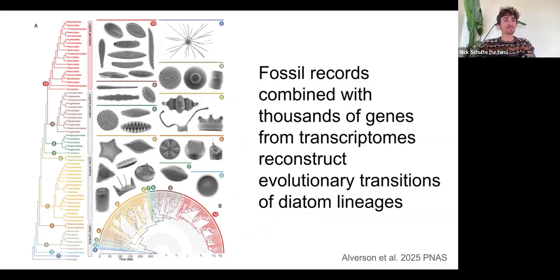And this was done in a really elegant way, and this is what Dr. Alverson and colleagues talked about earlier in this Web Academy: using transcriptomes from thousands of genes from hundreds of diatoms to basically reconstruct evolutionary transitions of diatom lineages, proposing almost a new phylogeny and evolutionary history with a timeline integrated with fossil records of diatom divergence, essentially. So I highly recommend that talk and that paper.